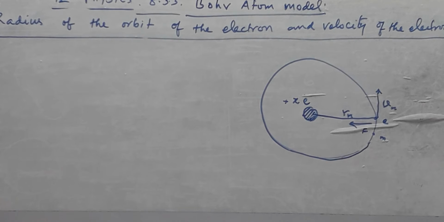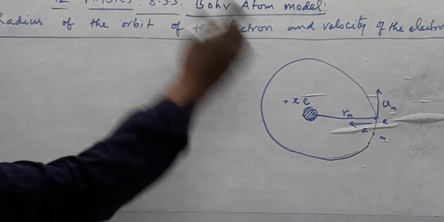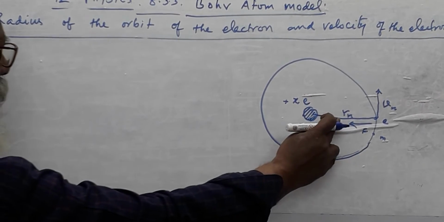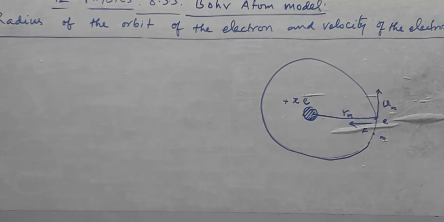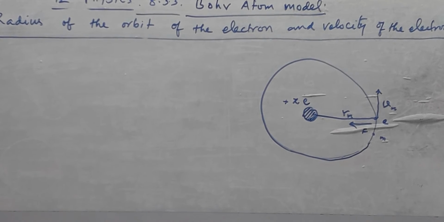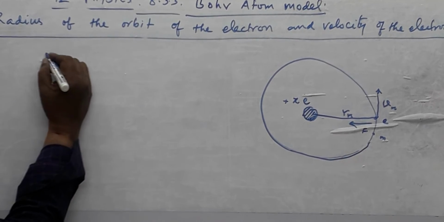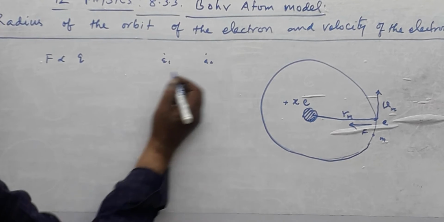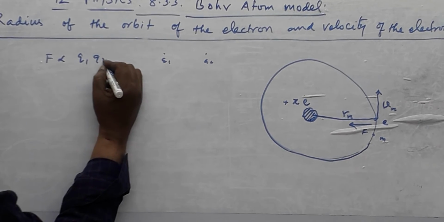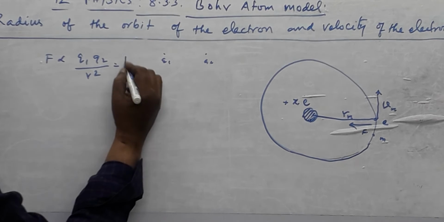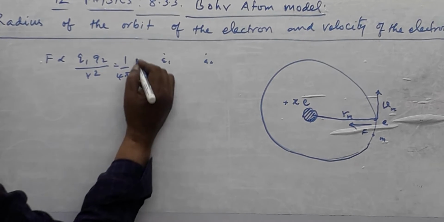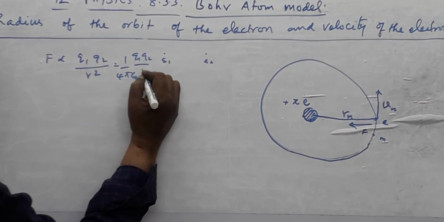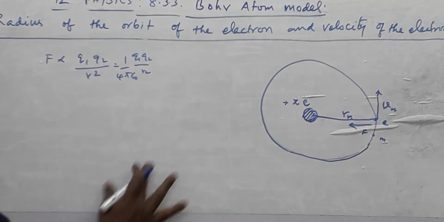Now, imagine the electron is continuously revolving in the orbit with radius rn and velocity vn. Then we can write Coulomb's law of attraction. If you consider two charges Q1 and Q2, then F is proportional to the product Q1 Q2 by r square, equal to 1 by 4 pi epsilon naught Q1 Q2 by r square, which we already studied in the previous chapter.